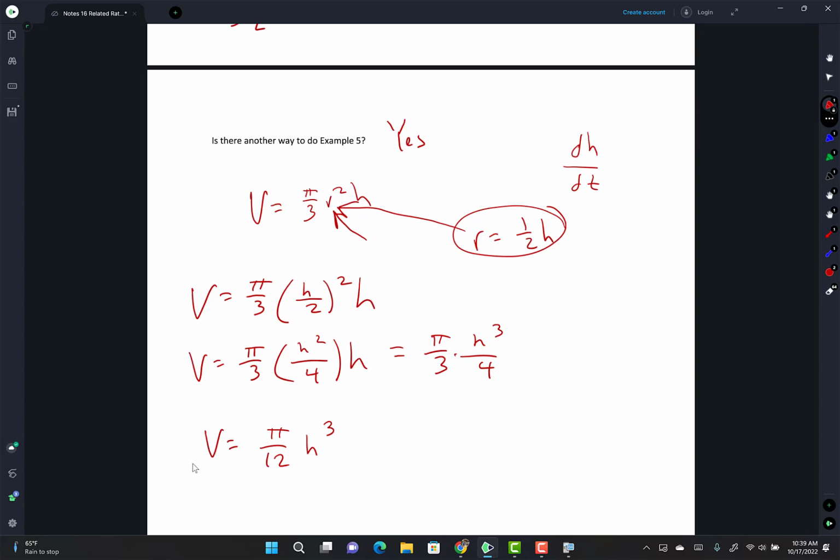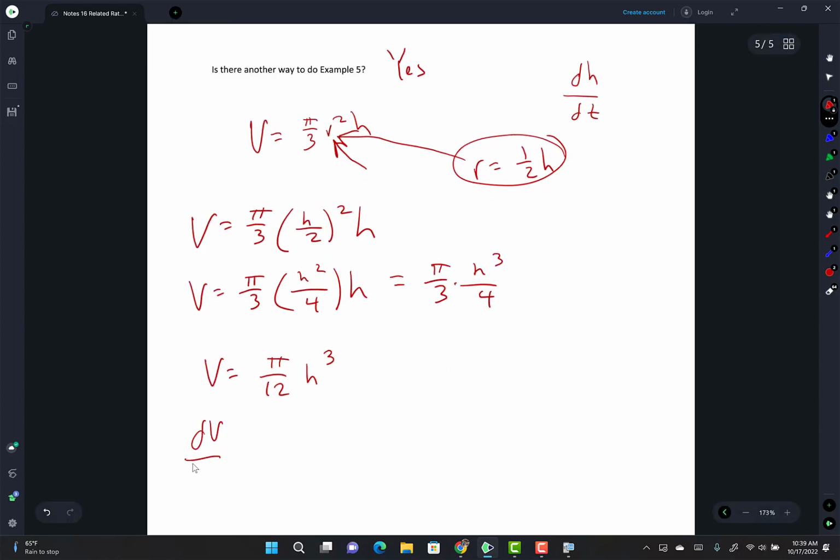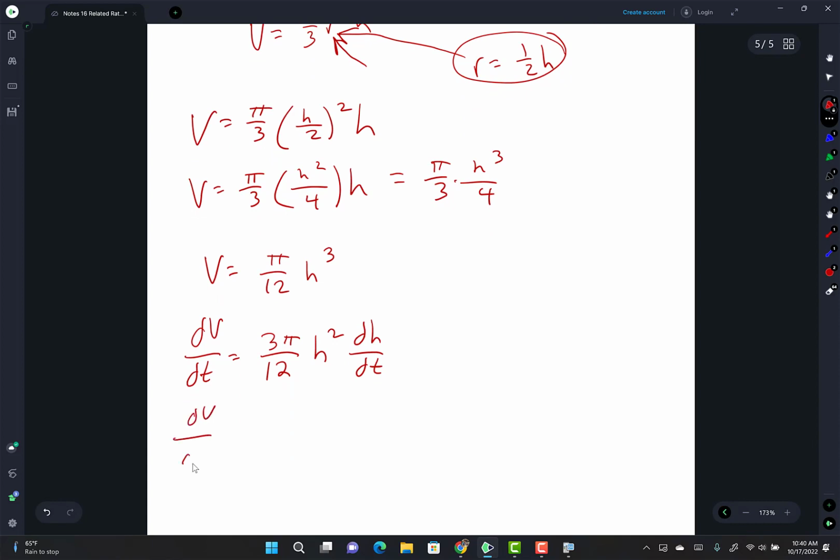I'm just going to take a derivative, and I'll have dh dt real quick. Let's see if we get the same answer. dv dt equals 3 pi over 12. I'm going to reduce that in a little bit, don't worry. H squared dh dt. 3 over 12 reduces to what? So dv dt equals pi over 4. And let's plug in what h is. What was h again? 6 squared. And dh dt is what I'm looking for. Times dh dt. Let's plug in my dv dt. I'm going to erase dv dt here and plug in what it was. What was it? Was it 9? 9. So check it out.